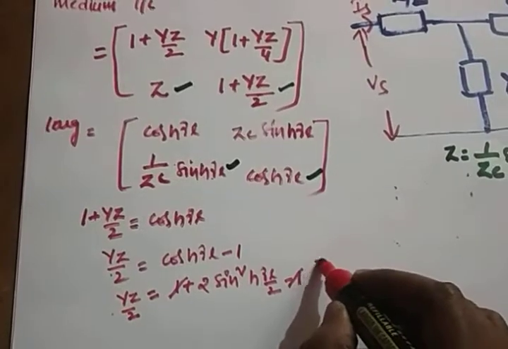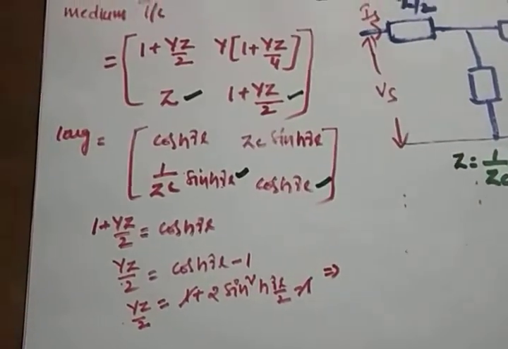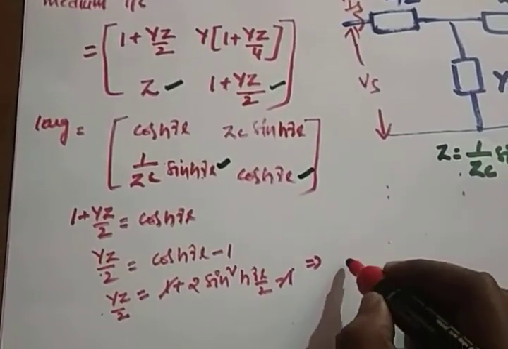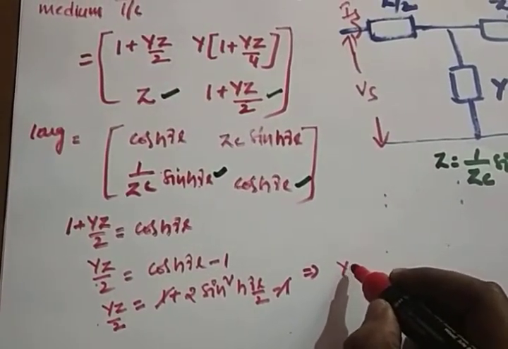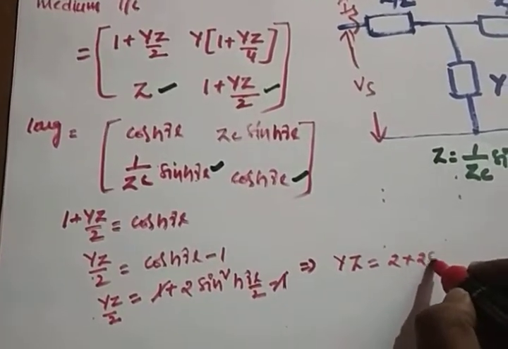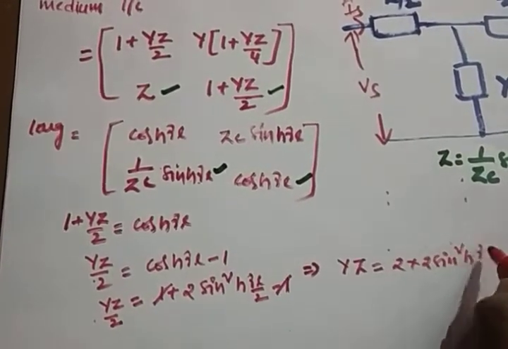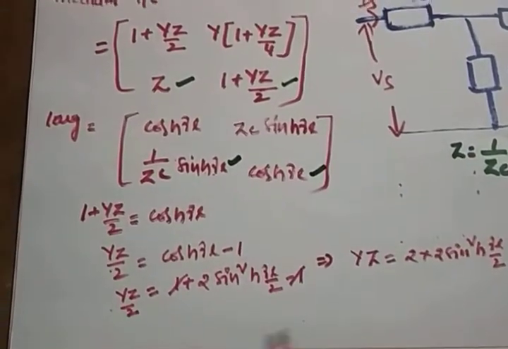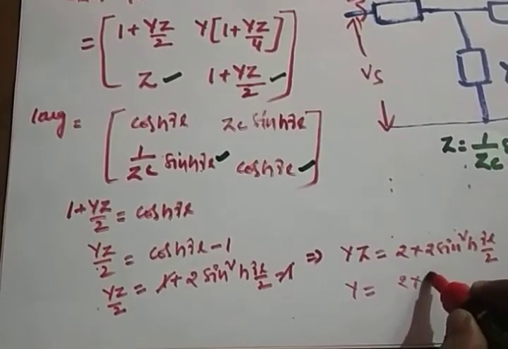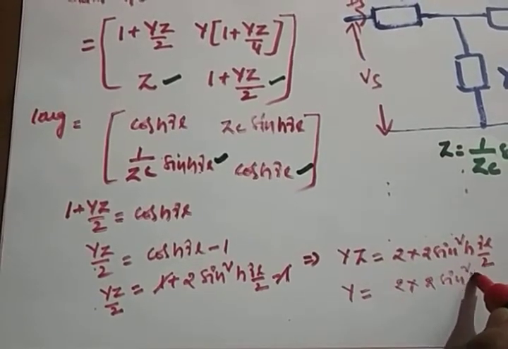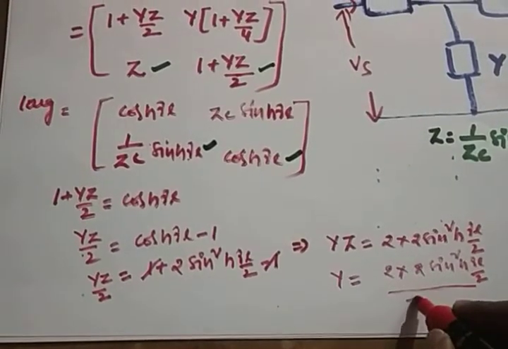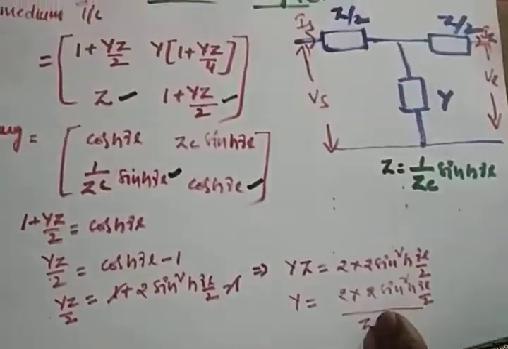So from this, what is the value of Y you require, right? You know the value of Z. So YZ is equal to 2 into 2 sinh square gamma l by 2, right? So from this Y is equal to 2 into 2 sinh square gamma l by 2, by Z. Right? Hope it's clear. I'll substitute.